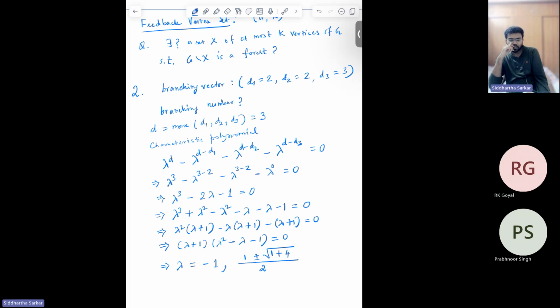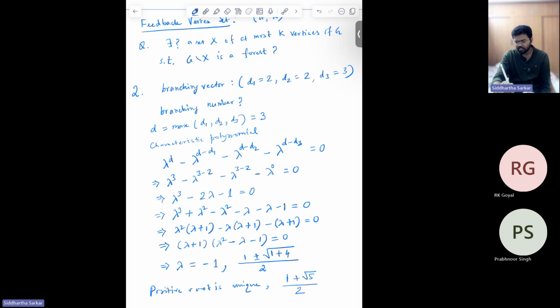So come again. Yes, this is right. 1 plus, minus root of 5 by 2. So there is only one positive root. So the positive root is unique and it is equal to 1 plus root 5 by 2. This is our branching factor.